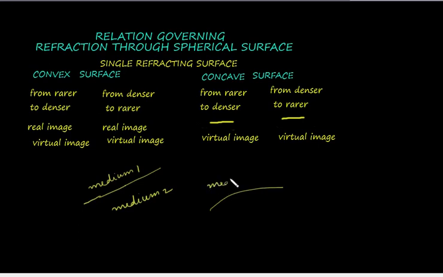Let us mark this as medium 1. This is medium 2. We are considering single refracting surfaces. When refraction takes place through curved surfaces, the image of the object will be formed. The image may be real or virtual. The surface may be convex or concave. Refraction may be occurring from rarer to denser or from denser to rarer.